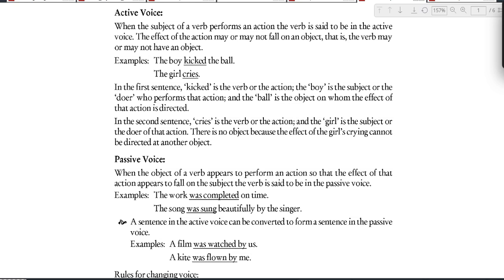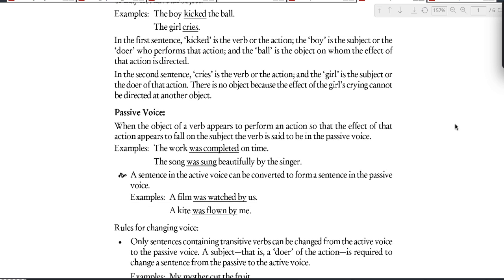Now a sentence in the active voice can be converted to form a sentence in the passive voice. How? A film was watched by us. So we watched a film can be converted to a film was watched by us. A kite was flown by me. I flew a kite. These are the active voice of these sentences.